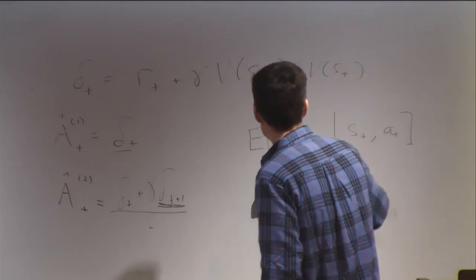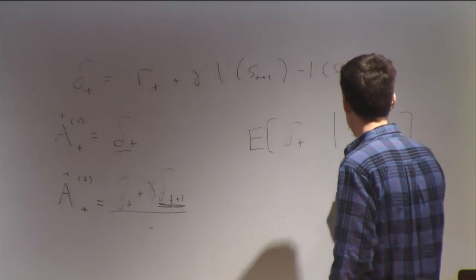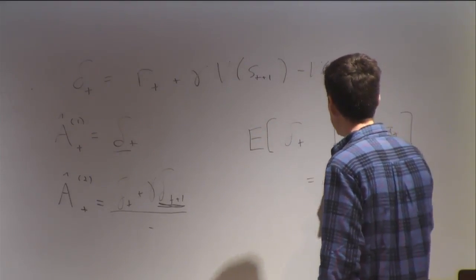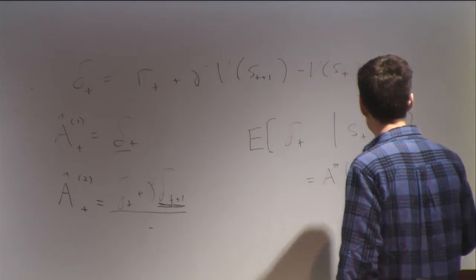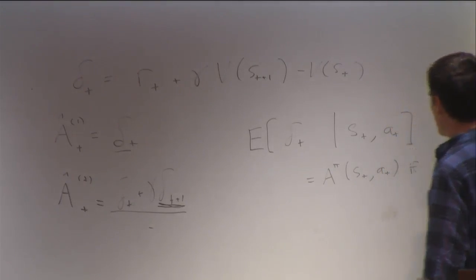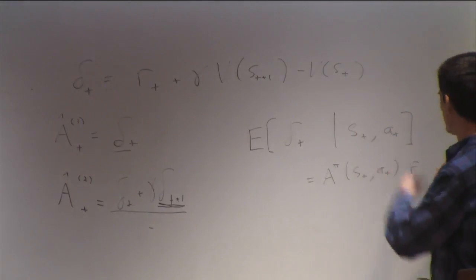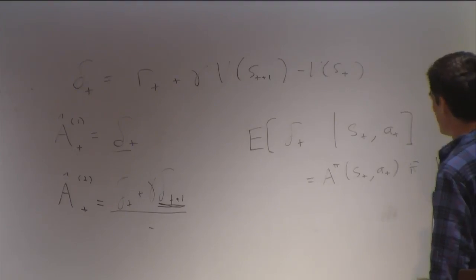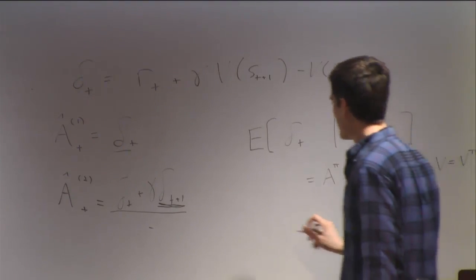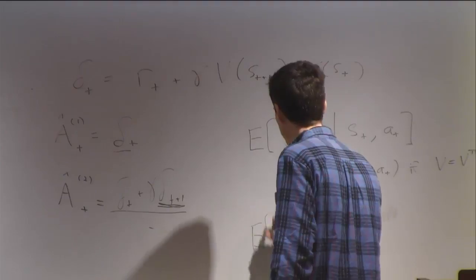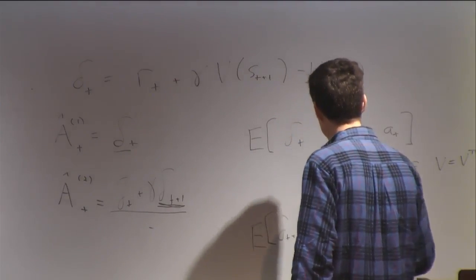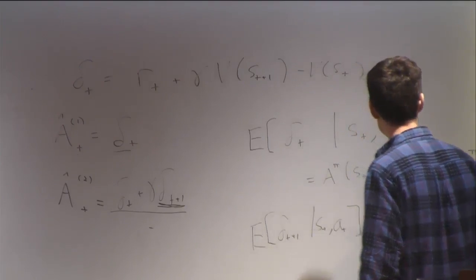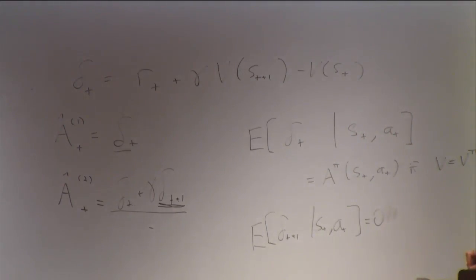I'm claiming that this equals the advantage function if our shaping potential v equals v pi. That's claim number 1. And claim number 2 is that the expectation of delta t plus 1 given state t and action t equals 0, also if this is satisfied.